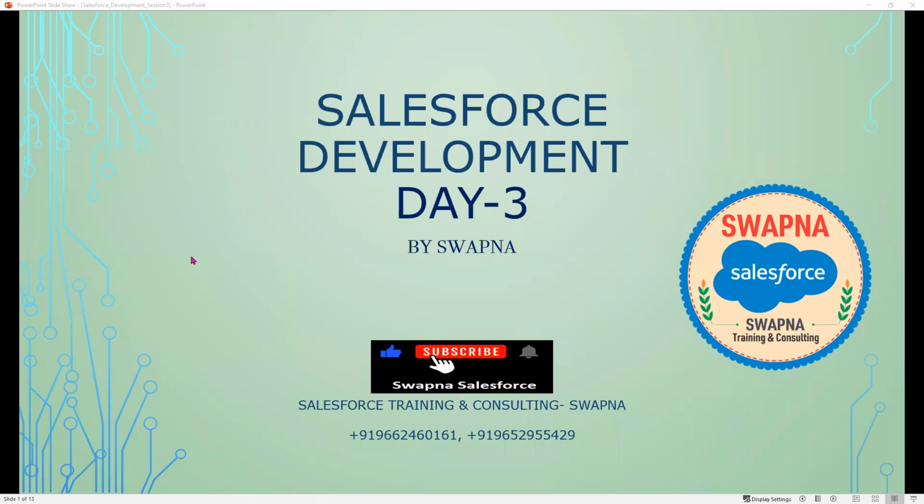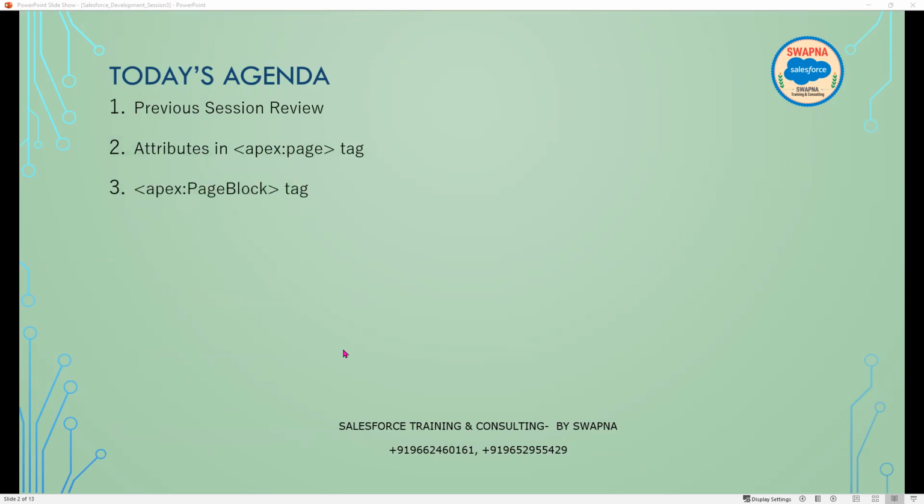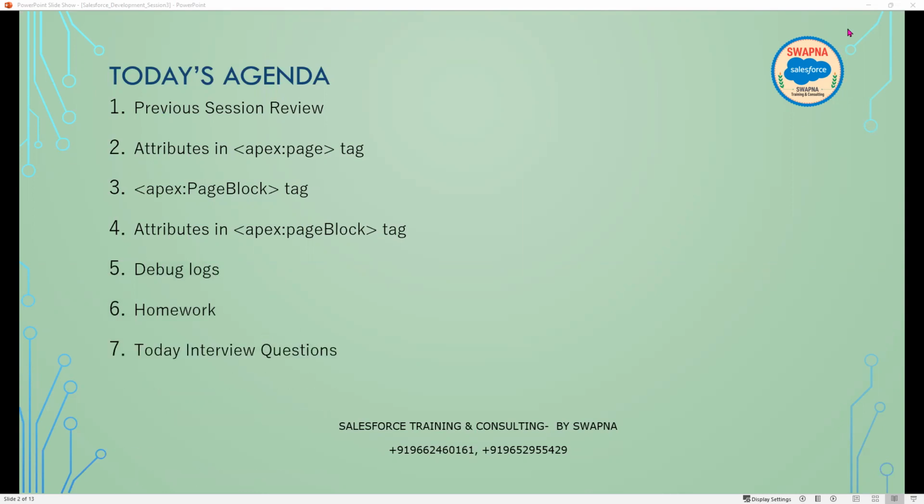So today's Salesforce development day 3. Let's see what we are going to learn today. Today's agenda is we will quickly go through the previous session overview, and then we'll talk about the attributes in the Apex page. Then we will talk about the Apex page block tag and the attributes in the Apex page block. Then what are debug logs, and then we'll have a homework and today's interview question.